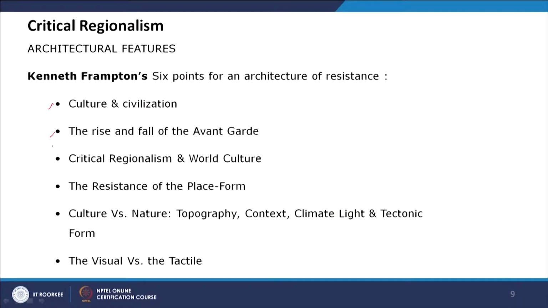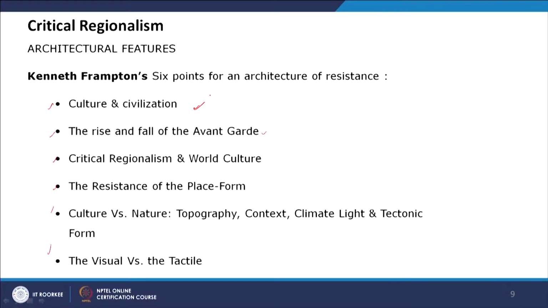Now Kenneth Frampton, in his six points of architecture of resistance, talks about these points, which are the chapters, so you can read his write-up. These are the paragraph headings, and gradually, together, with the six headings he is talking about critical regionalism. What is critical regionalism? What is the meaning of critical regionalism in today's context?